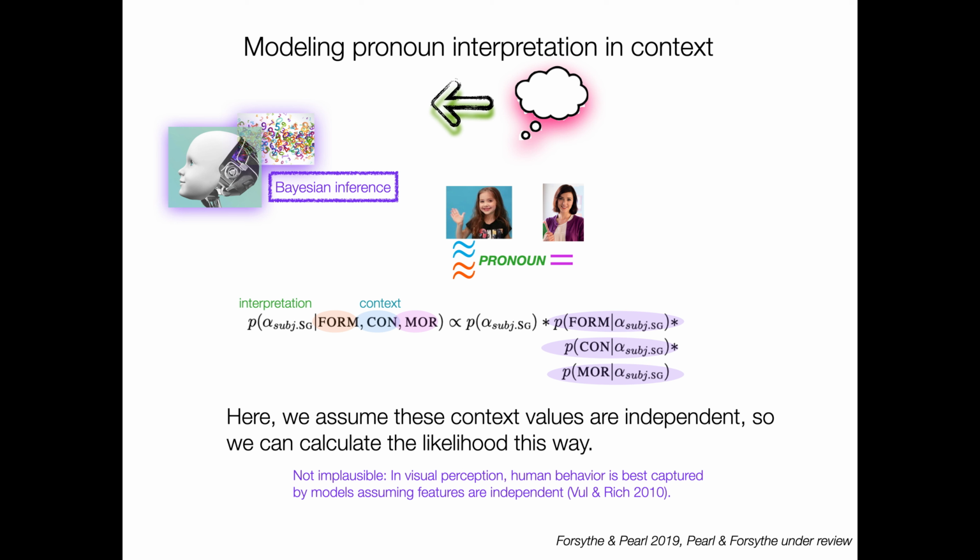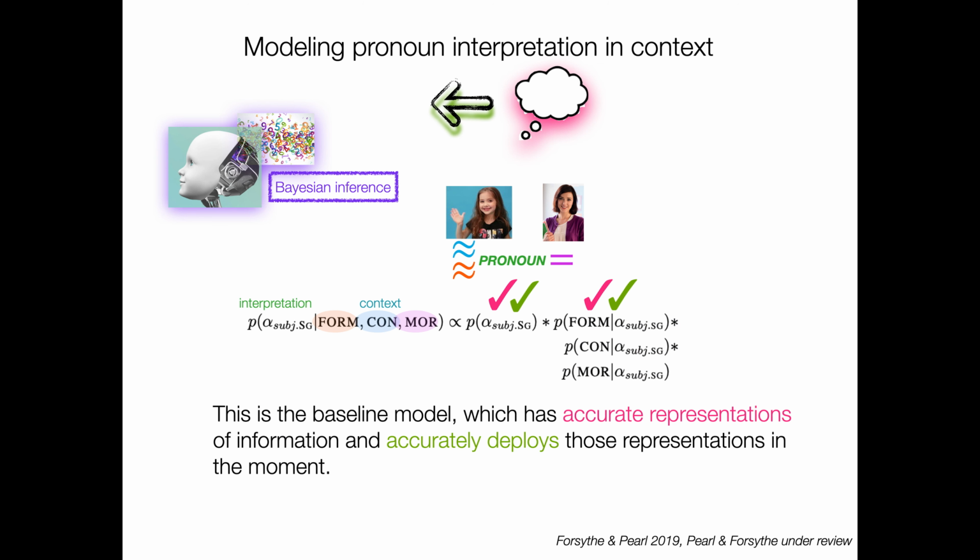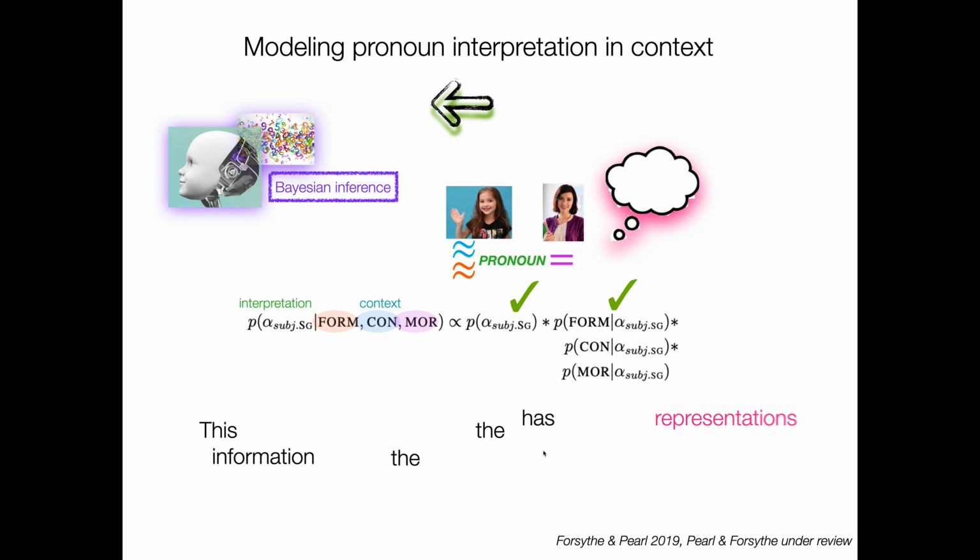And it's actually not crazy to do this, in case you're wondering. It turns out that in visual perception, human behavior is best captured by models that assume features are independent, just like we're assuming here. So not crazy, who knows if it's right, but that's what we're doing here. And this is going to be our baseline model. So it has accurate representations of information, and it's going to accurately deploy those representations in the moment.